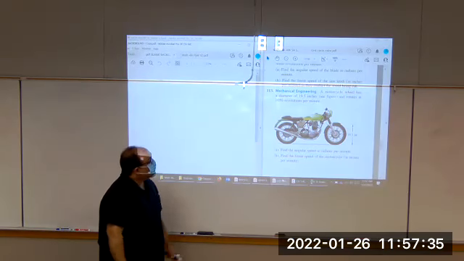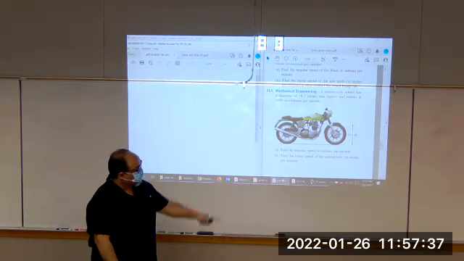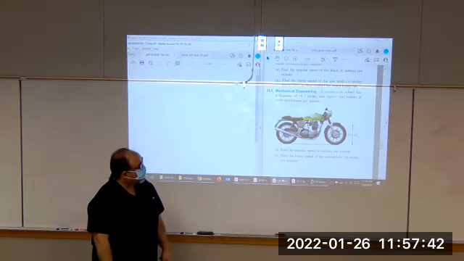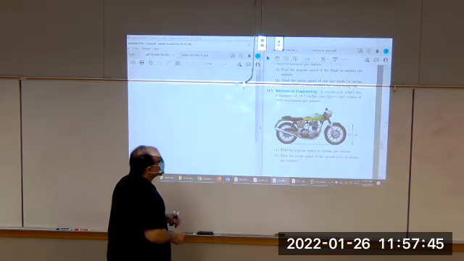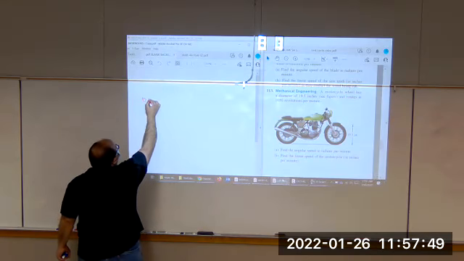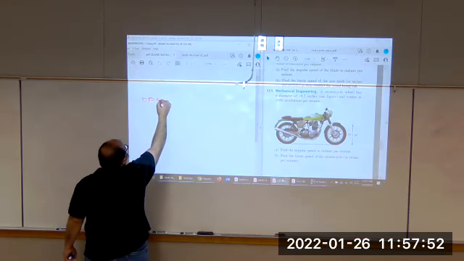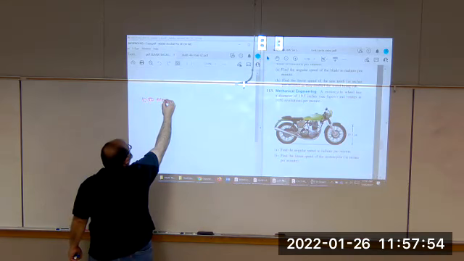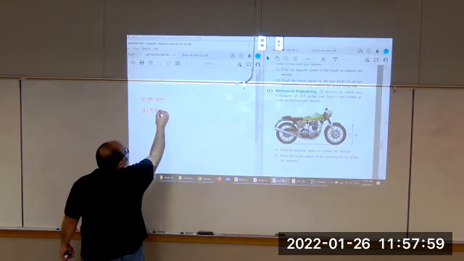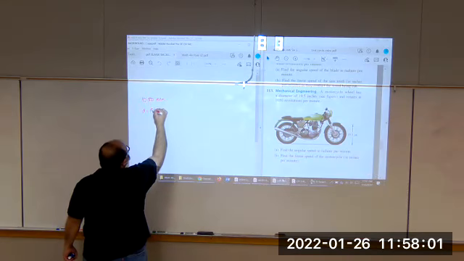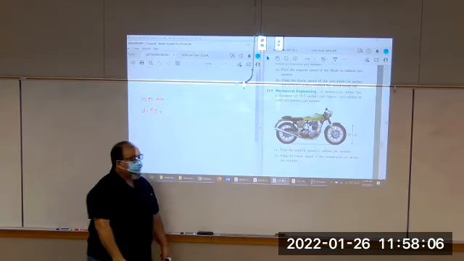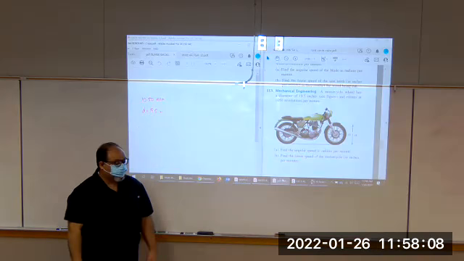Okay. Motorcycle wheel. There's a picture. 19.5 inch diameter, rotates. So it's rotating 1,050 RPM, revolutions every minute. Diameter is 19.5 inches. Two questions. Find the angular speed in radians per minute.